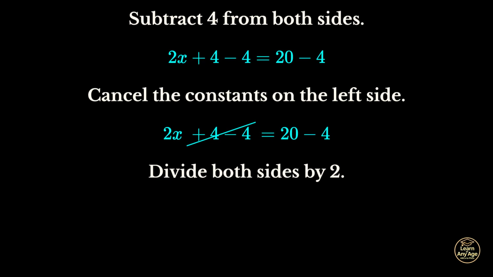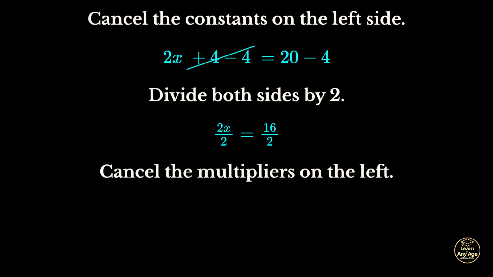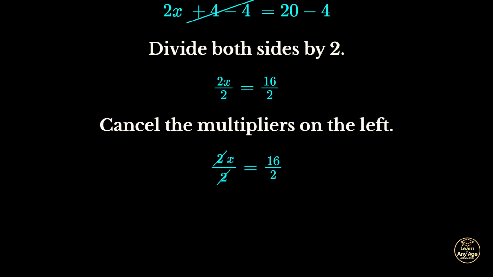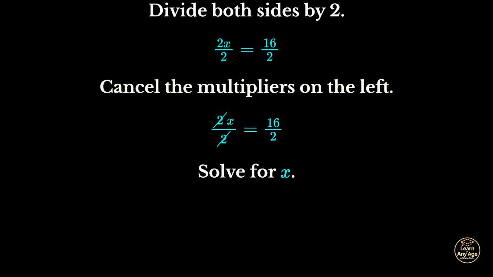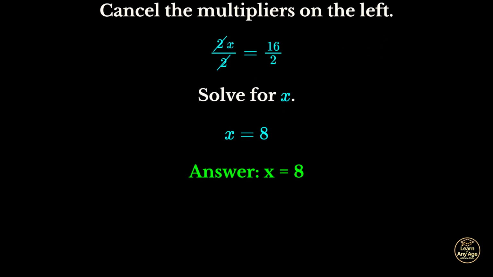Divide both sides by 2. 2x over 2 equals 16 over 2. Cancel the multipliers on the left. 2 cancelled out, x over 2 cancelled out, equals 16 over 2. Solve for x. x equals 8. Answer, x equals 8.